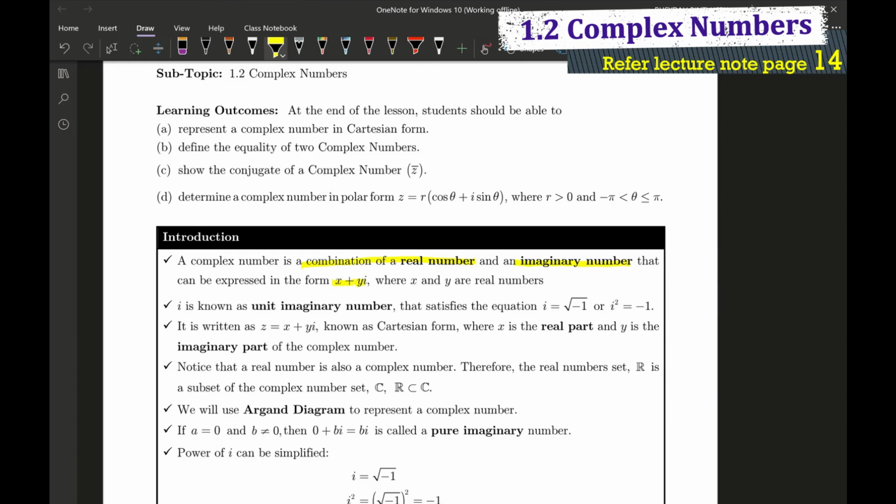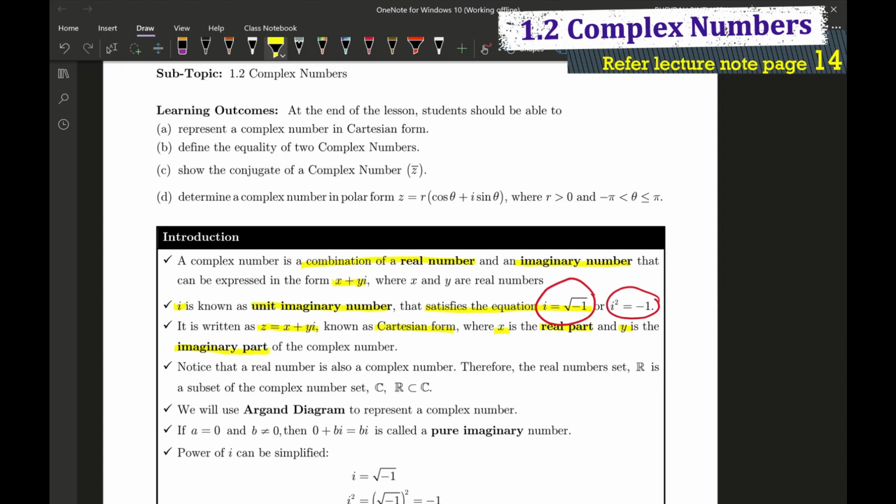And i is known as the imaginary number that satisfies the equation i equal to square root of negative 1. So this is the definition of i. i is equal to square root of negative 1, or i squared. When you square both sides, it will become i squared equal to negative 1. And a complex number can be written as z equal to x plus yi, known as Cartesian form, where x is the real part and y is the imaginary part of the complex number.